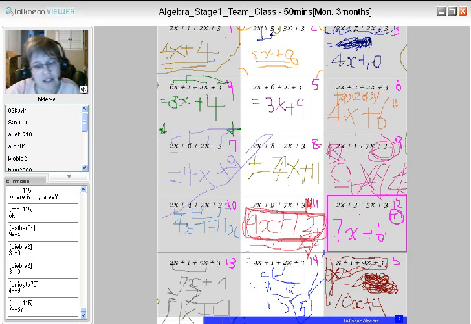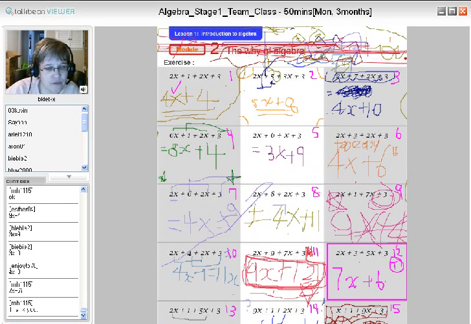Okay, so let's take a look at these. Number 1, 2x and 2x is 4x, and 1 and 3 is 4. Right, very good. And then 2x and 3x is 5x, plus 5 and 3, 5x plus 8. Right, very good. 4x and 10x, right?